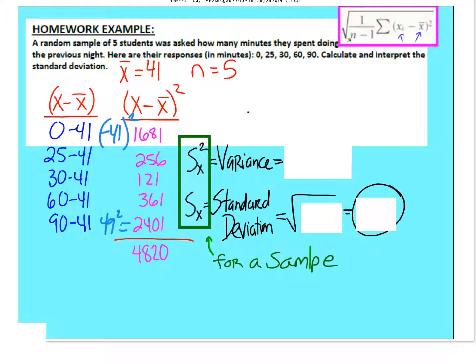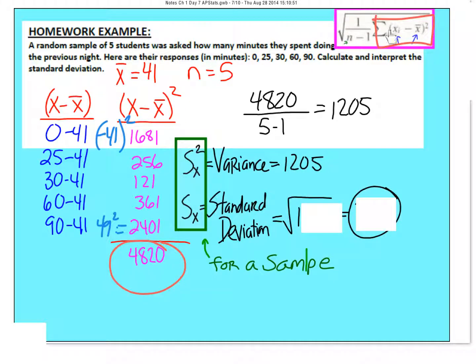Now we need to sum them up. So if we sum them up, we're going to get 4,820. So we just got this calculation right here. Now let's continue on with the calculation. Let's take that sum value and then divide it by n minus 1. So here's the sum of the squared deviations. N is 5 minus 1. If we do that, we're going to get 1,205. So 1,205 is everything under the square root symbol. This is actually the variance.